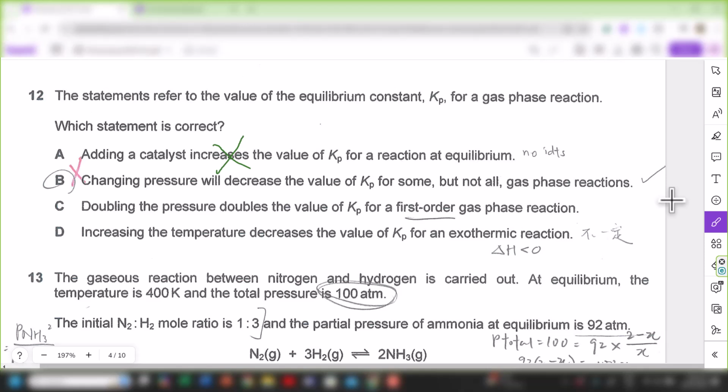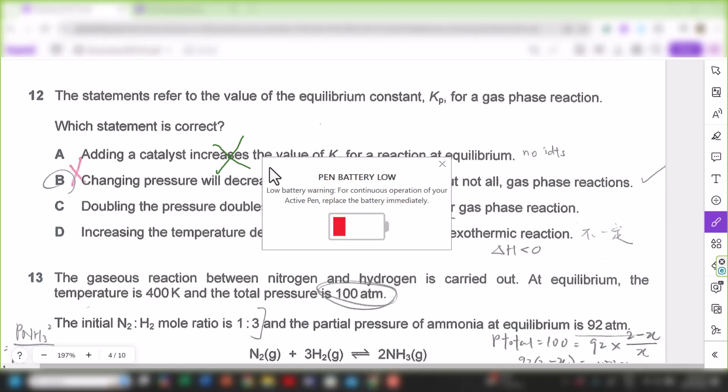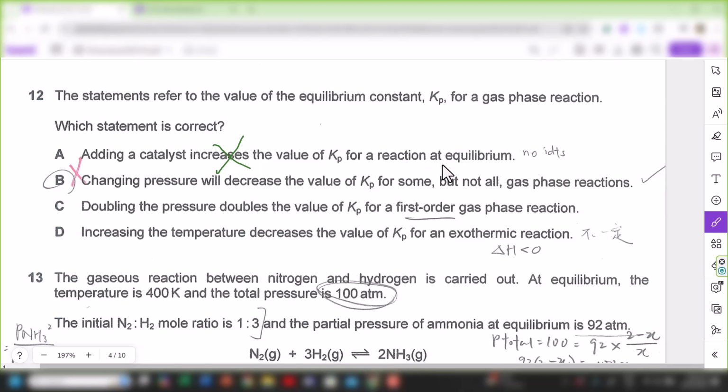B, changing pressure will decrease the value of Kp. Again, this is not correct. Equilibrium constant is a temperature dependent variable. Doubling the pressure doubles the value. Again, incorrect. It doesn't change. So I'm just looking out for an option that says that if I want to change the value of K, I must change temperature. So D, increasing the temperature decreases the value of Kp. Yes, that is correct.